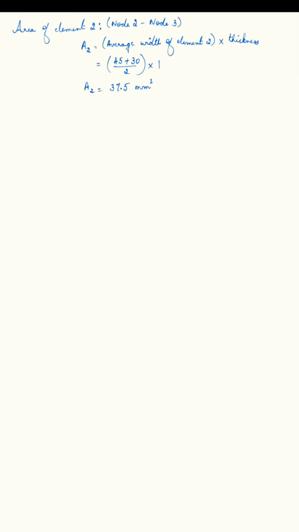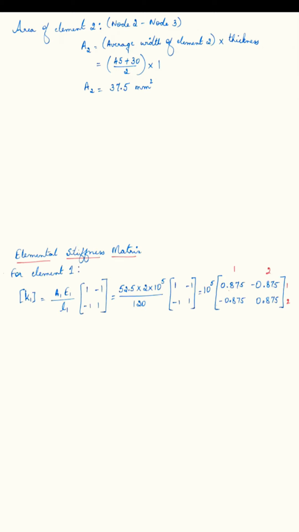Now we'll also calculate the area of element 2 by calculating the average width of element 2. So at node 2 the width is 45 mm, at node 3 the width is 30 mm. So the average width of 45 mm and 30 mm will be 45 plus 30 divided by 2, which is equal to 37.5, and then multiply this with the unit thickness, 1 mm. So 37.5 into 1 mm will give you the area 37.5 millimeter square.